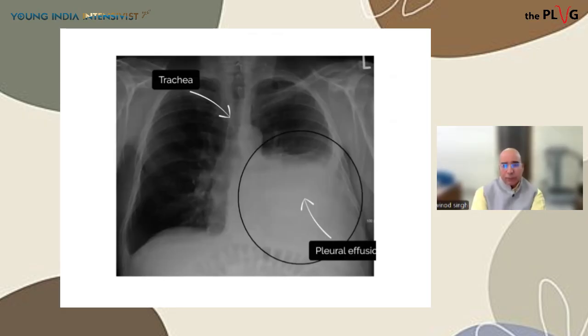If you look here, there is a large opacity in the left lower zone of the lung, and also there is a severe shift of the mediastinum. And also there is a shift of the trachea to the right side. It is a real shift because of the push of the fluid which is there on the left side of the lung.